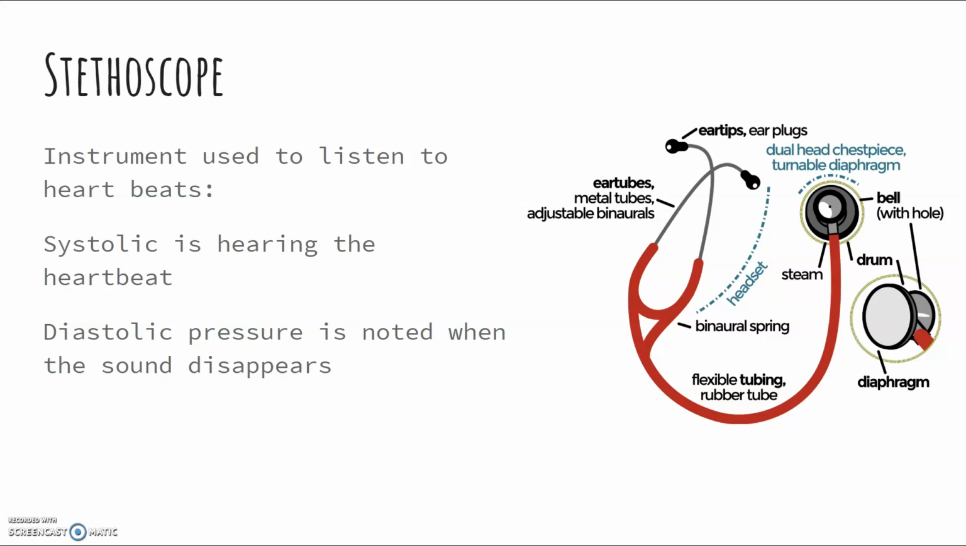Another tool that we have to use for measuring blood pressure is the stethoscope, right? We've all probably seen one of these, and if not, played around with one. It's used to listen to the heartbeat, right? So you're listening for the systolic contraction of the ventricle, and then diastolic is when you're noting that faint pause when the sound disappears.